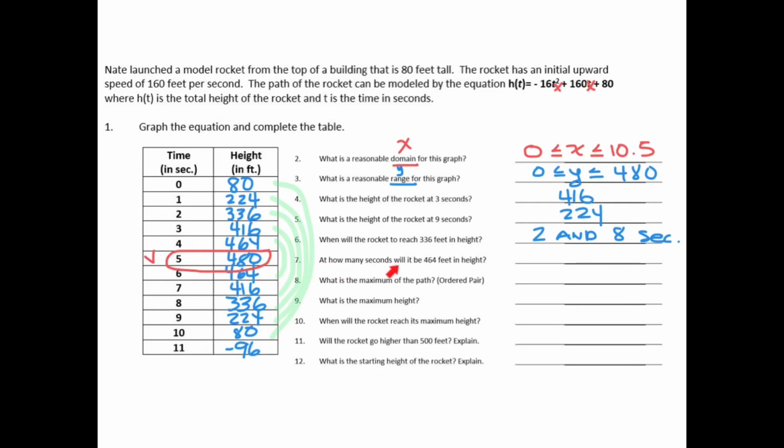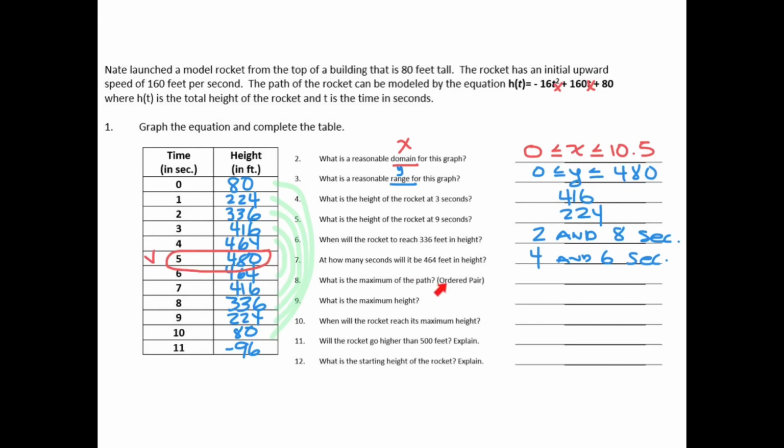At how many seconds will it be at 464 feet in height? So 464 at 4 seconds. But is that it? No, because we also have it at 6 seconds. So 4 and 6 seconds. It has this height twice, so we listed two different times.